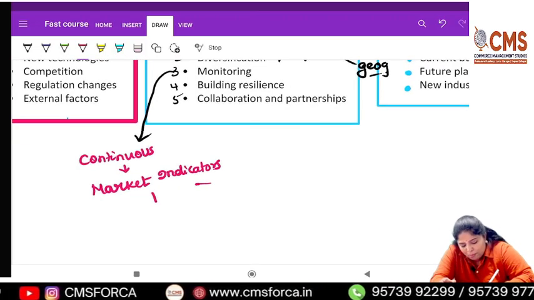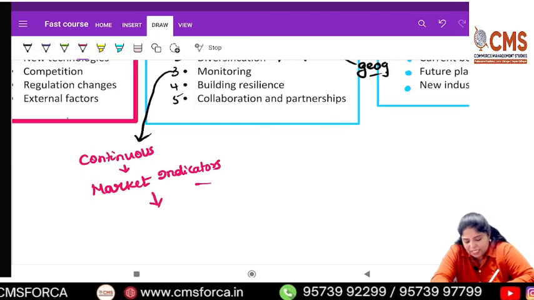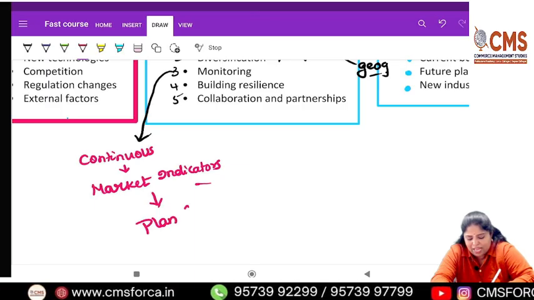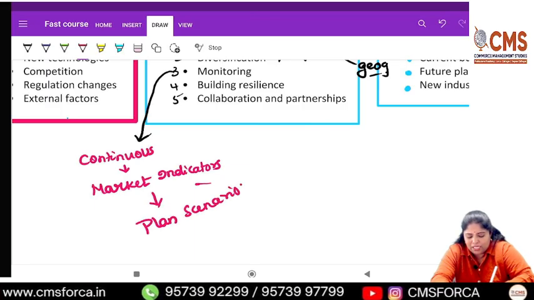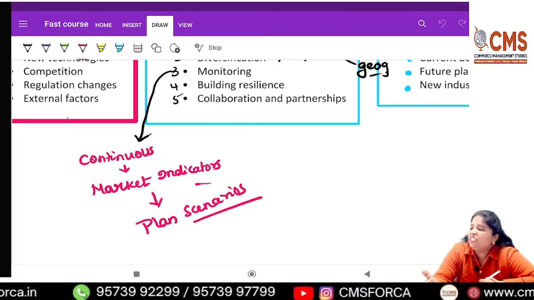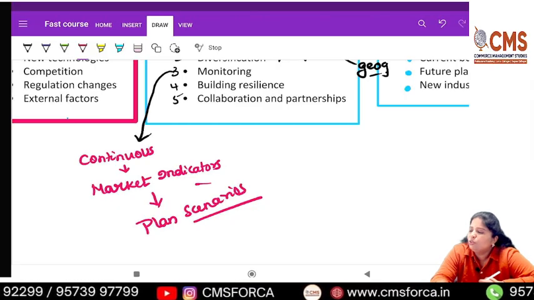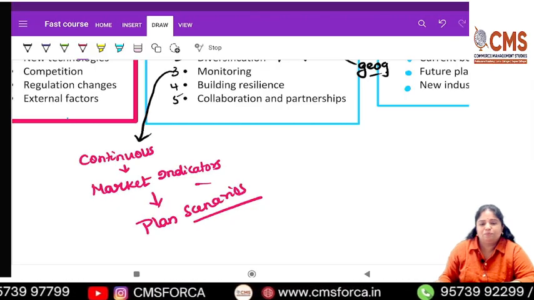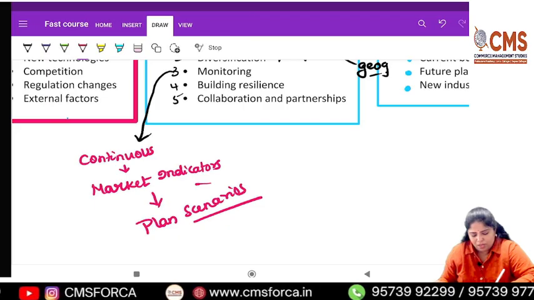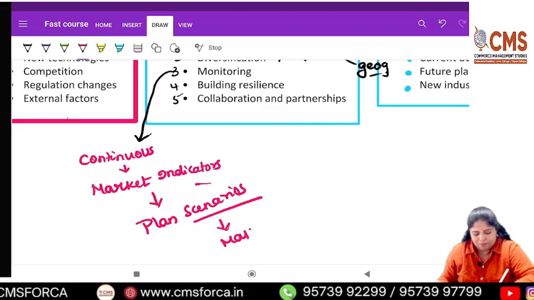And on monitoring market indicators, then you can plan your scenarios. Now, what do you mean by scenarios here? You can adjust your strategies or reformulate your strategies according to the market indicators, isn't it? And make adjustments.